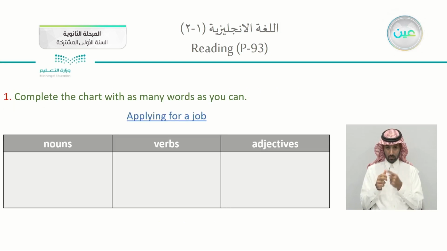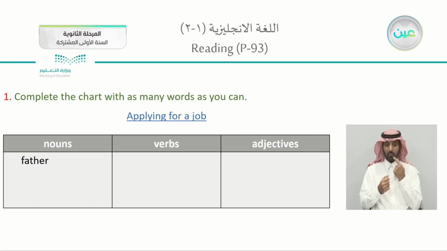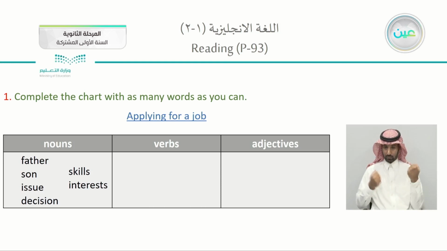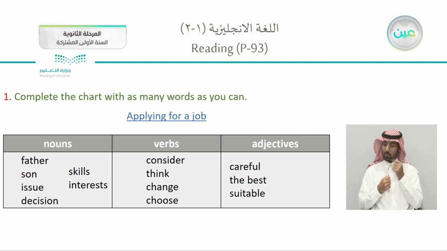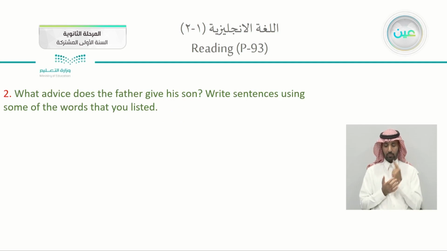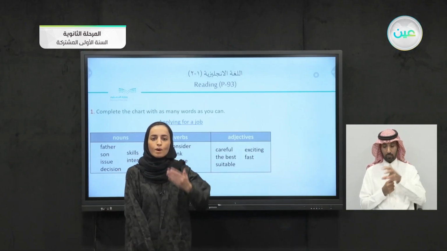At the beginning in here, number 1, complete the chart with as many words as you can. Let's put the idea of applying for a job in your mind, and you will come up with nouns, verbs, and adjectives. Let's think about the nouns. I can use the noun father, son. I can use issue or a problem, decision, also skills, and interests. These are all nouns. How about the verbs? A verb I can use: consider, think, change, and choose. These are some of the verbs that I can use. Adjectives to describe the noun: careful, the best, suitable, exciting, fast. So these are some of the adjectives, nouns, and verbs that we can use to come up with the advice.